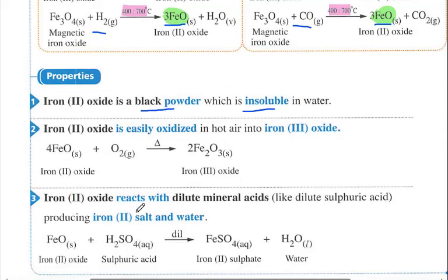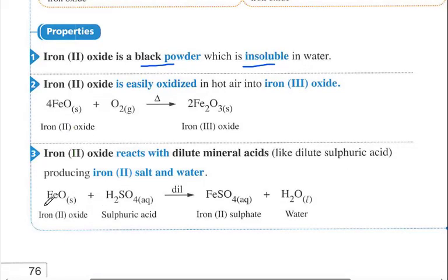So iron 2 oxide reacts with dilute mineral acids like dilute sulfuric acid, producing iron 2 salt. In this reaction, ferrous oxide plus dilute sulfuric acid gives ferrous sulfate or iron 2 sulfate and water. Here we have to take into consideration that this reaction does not need to raise the temperature. There is no need of heat here. It happens at room temperature.